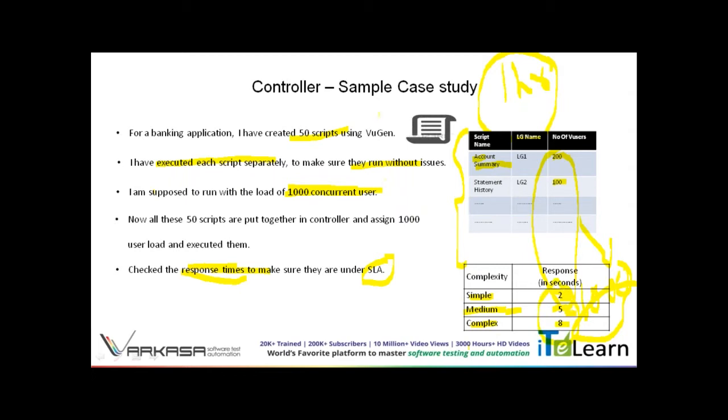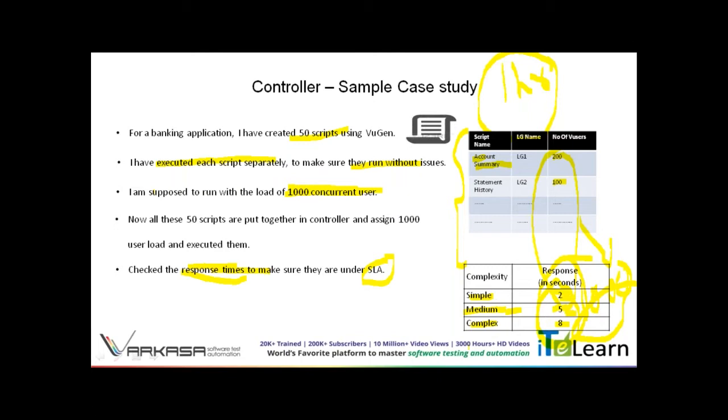So this is what you're going to do in the real world. This is how you will do it. SLA is what the client will provide as part of the NFRs. In this example, these are the SLAs. For the simple functionalities, 2 seconds, maybe for the launch functionality or the login functionality. For the medium functionalities, the response time should be less than or equal to 5 seconds.